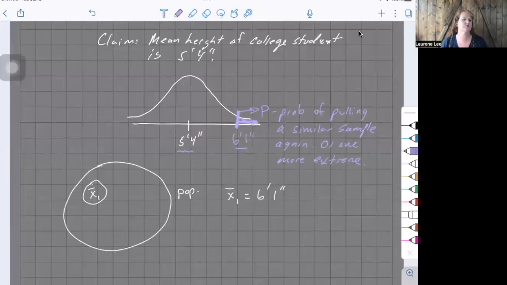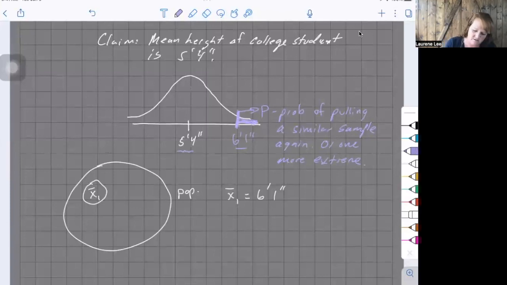Okay, so in this situation, I would come back and I'd say, I don't actually believe your claim because the chances that I pull a sample of 6'1" with 5'4" being my average are very small. Okay, that's the idea of a hypothesis test. Now, let's say I had pulled a sample and my sample height was 5 feet 5 inches. Well, then I'd say, your claim might be right because my sample is actually lining up with what you claimed to be true.